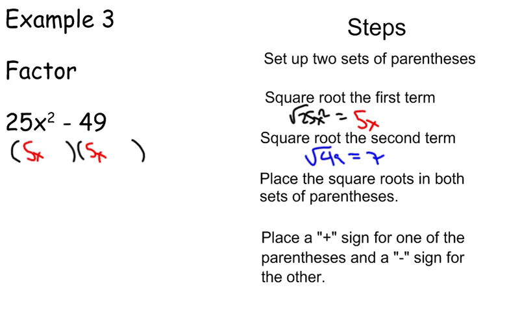Here it is, 7 and 7. And you place a positive sign for one parentheses and a negative sign for the other. And you're done.